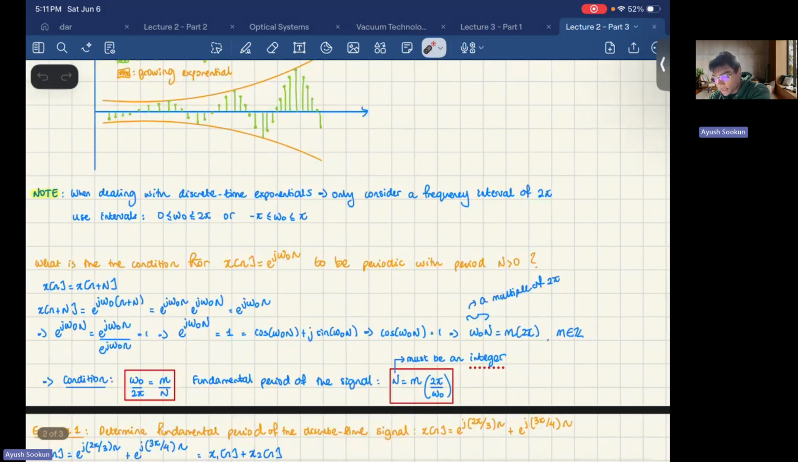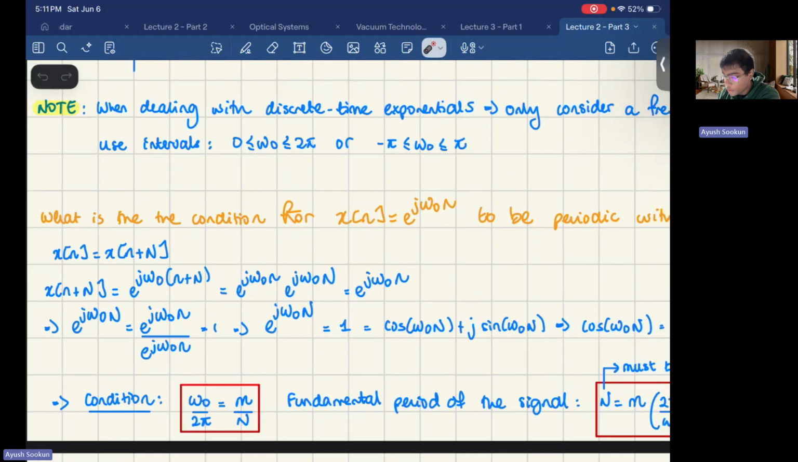x of n is equal to x of n plus N, where N is your period. That's your condition. If you have no idea where this came from, I invite you to go watch the previous lectures. I'm sure I've talked about it a lot. So I'm just going to apply this to my exponential here. So we have e to the j omega 0 times n plus N, where big N is the period that you want to find, essentially.